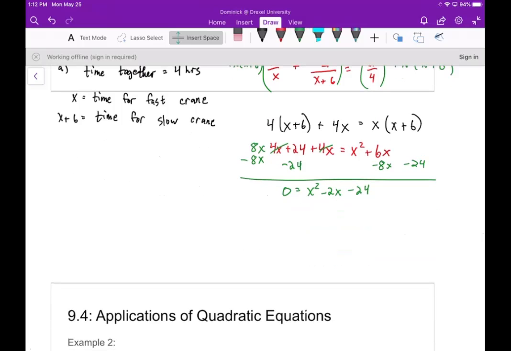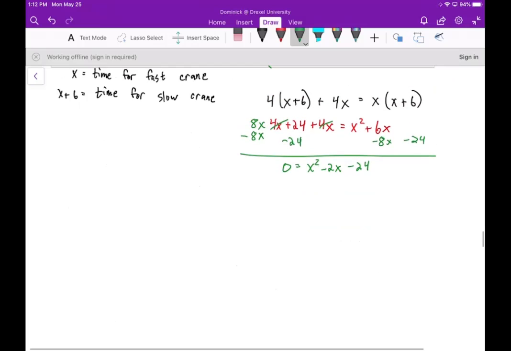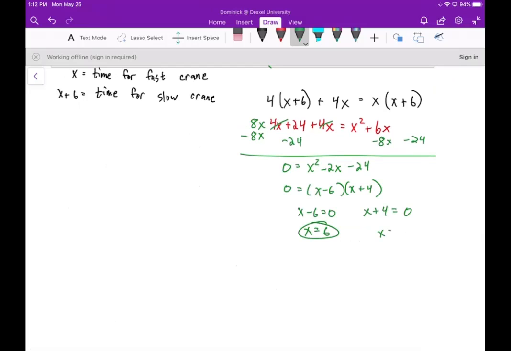Well, it looks like we can factor this one, right? So we can think of this as an X and an X here. What are two numbers that multiply to negative 24 and add to negative 2? Well, we get minus 6 and plus 4. And this, of course, tells me that X minus 6 is 0, or X plus 4 is 0. And this tells me that X is 6, and X is equal to negative 4. Now, of course, one of these answers doesn't make sense, right? We would throw out the negative one because we don't want a negative time.